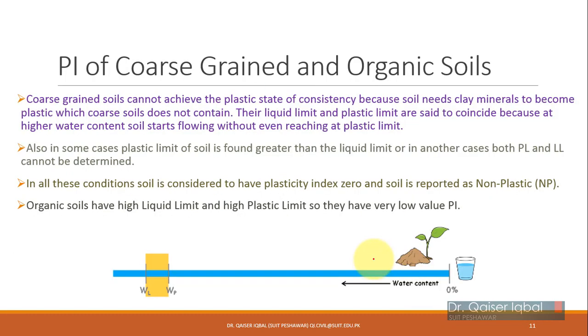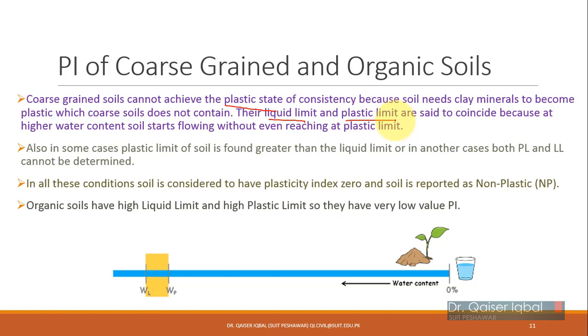Now we have been talking about clay in the previous classes. What about coarse grain soils like sands and gravels? Coarse grain soil cannot achieve a plastic state, the reason being that their liquid limit and plastic limit are the same. Okay, so when they become liquid, at the same time they become plastic as well. So if you keep adding water, there will be no plastic state, they will directly turn into a liquid state. So there is no plastic state in the case of coarse grain soil. It means the liquid and plastic states are the same.